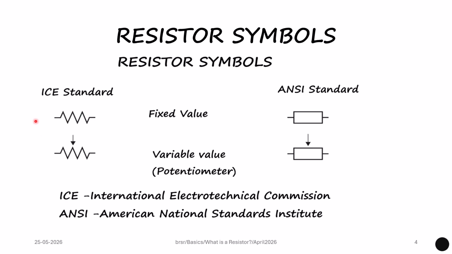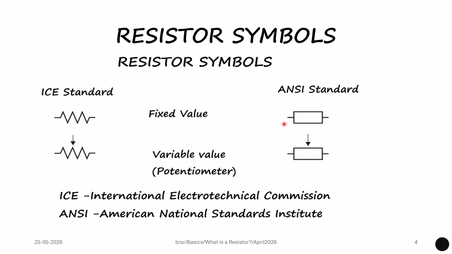There are two standards, IEC standard and ANSI standard. Based on these standards, the resistors are represented in the electric circuit in different ways. As per the IEC standard, that is International Electrotechnical Commission standard, the resistor is represented like this. And it's a fixed value resistor. If the value of the resistor is variable, if it is a potentiometer, then there is an arrow pointing along with the resistor symbol as per the IEC standard.